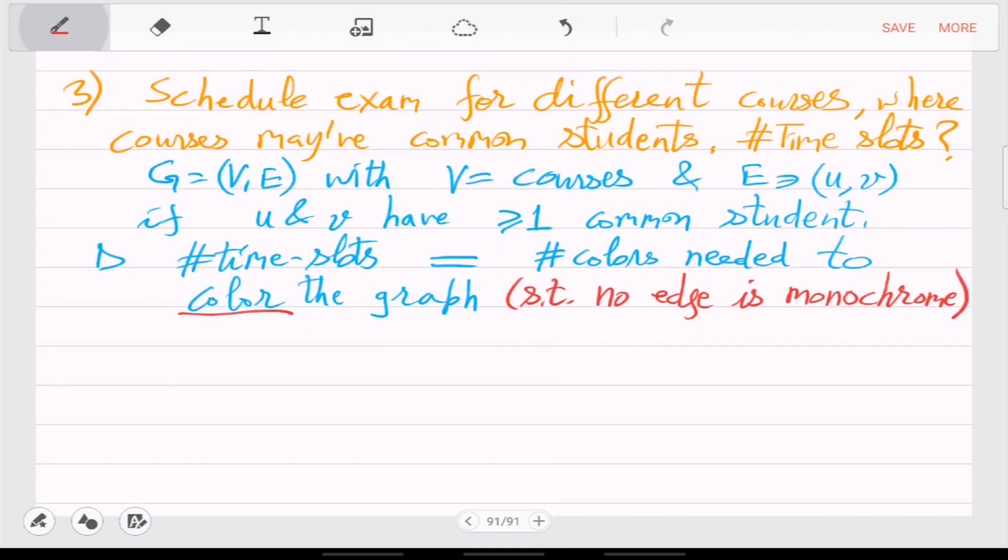Okay, is this clear? Any questions? So if it was a complete graph, I mean there was a student in every course, suppose, then in that case the colors required will be the number of vertices, that is, n. In all other cases it may be less than n. What exactly it is is the number of colors to color the graph. Okay, so this is a new problem in graph theory that you see.